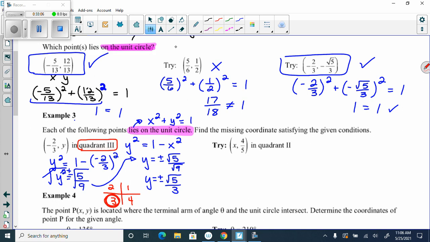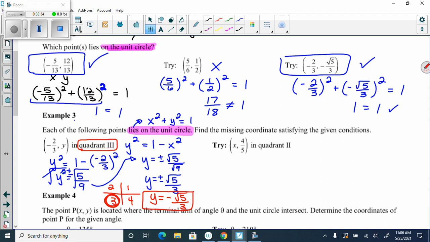So it's going to be a negative because what are y's in quadrant 3? Negative, right? If I said quadrant 4, it would be negative, right? If I had said quadrant 2 or quadrant 1, my answer would be positive root 5 over 3. Does that make sense? So because it's in quadrant 3, it's going to be equal to negative root 5 divided by 3. There's my answer.